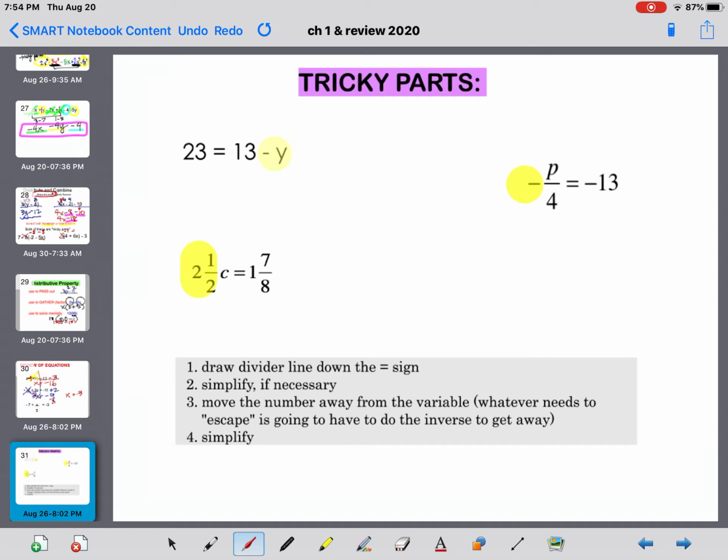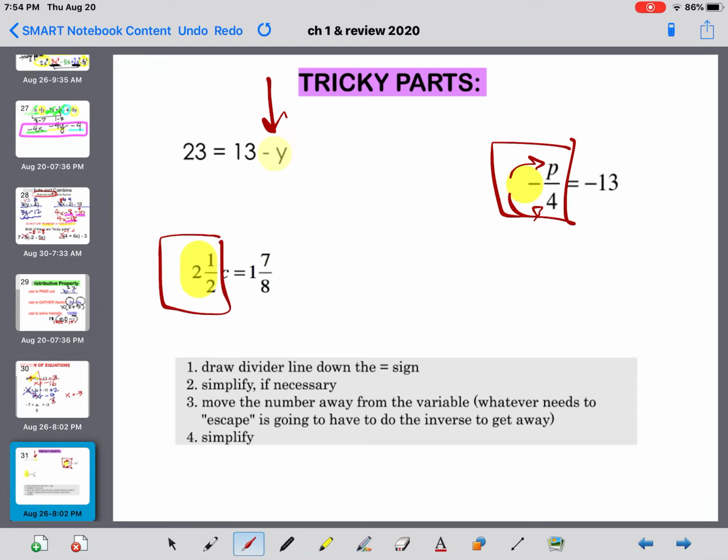Okay, let's talk about tricky parts. The tricky part on this one is when you end with a negative y, you can never end with a negative variable. You're going to have to change the signs of everything when you're done at the end, and I'll show you how to do that in a little bit. The tricky part on this one is that the negative either needs to belong to the top or the bottom. It doesn't matter what you assign it to, but you need to pick which one it goes to.